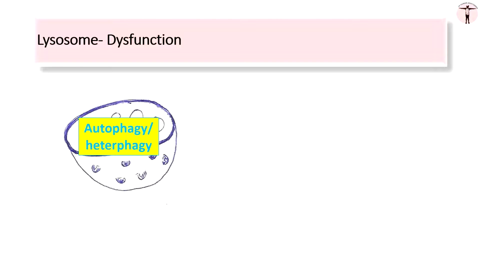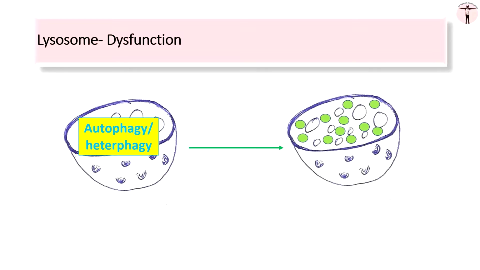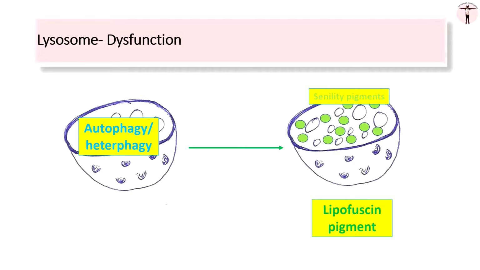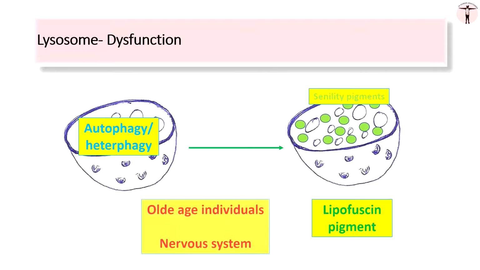Some of the insoluble remains of lysosomes after autophagy and heterophagy form residual bodies which are retained permanently as senility pigments made of lipid-rich lipofuscin, hence called lipofuscin pigment. These pigments are found more in old age within the nervous system. Besides degradation of polymers, the lysosome is involved in various cell processes including secretion, plasma membrane repair, cell signaling, and energy metabolism.